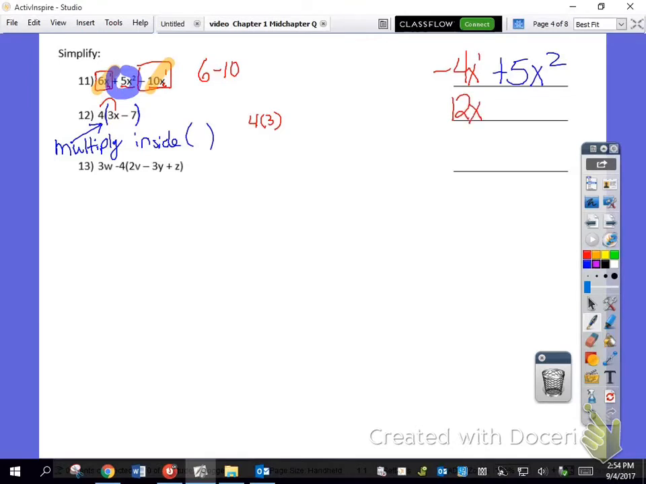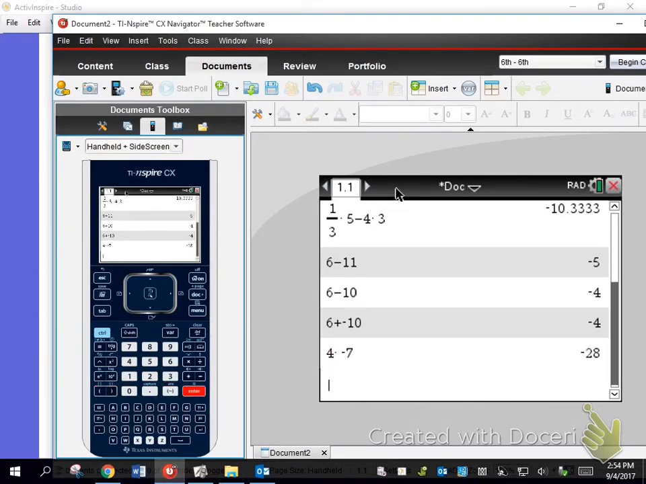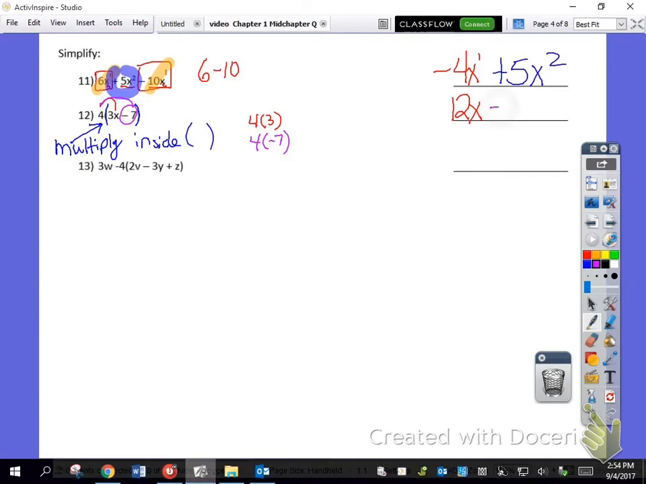The other thing I've got to multiply the 4 by is the negative 7. So that's like saying 4 times negative 7. I also have to do that. So if you need to, do it on your calculator. 4 times negative 7, close parentheses. So you get negative 28. I can do it with the times sign, 4 times negative 7. It doesn't matter. You still get negative 28. So that negative 28 is like saying minus 28. And there is not a variable, so I don't put a variable there. And I can't go any further because the 12 has an x, the 28 does not. So I'm done. I'm finished.